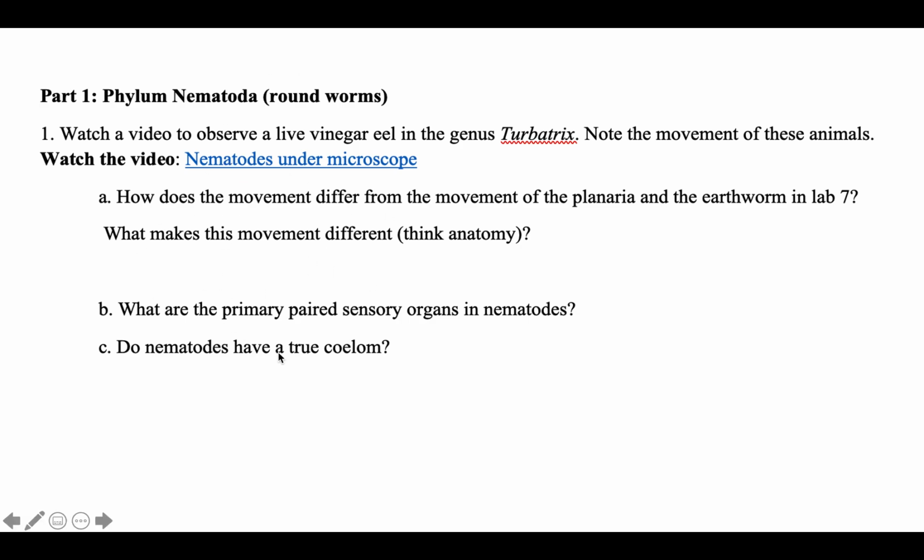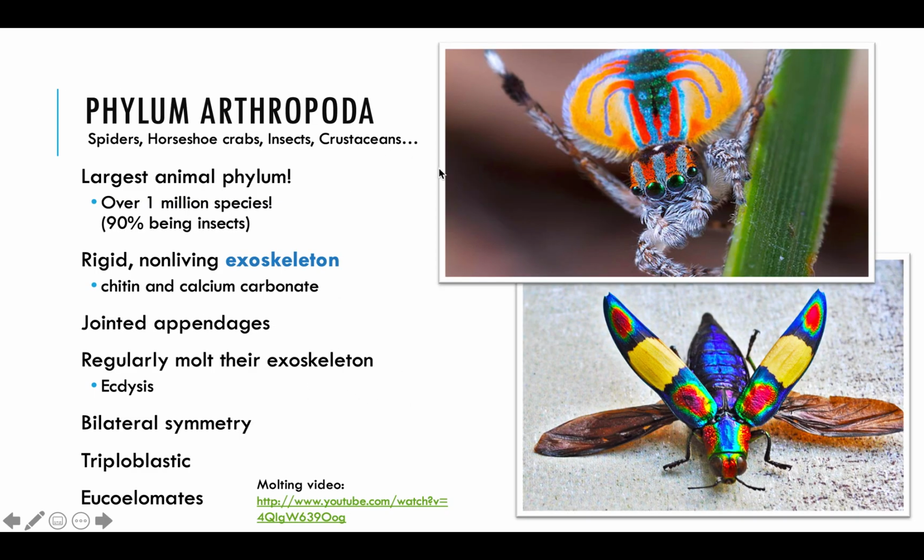So these questions may be a little different than what your lab manual says, but you guys should be going with your lab manual questions. So how does movement differ from the planarians and the earthworms? How do these guys move? You can look up a video online. What are the primary paired sensory organs in nematodes? We said that those were amphids, right? Do nematodes have a true coelom? No, they're pseudocoelomates, right?